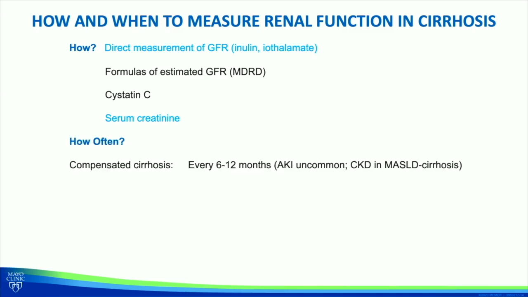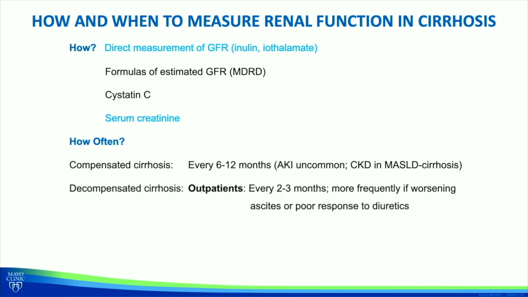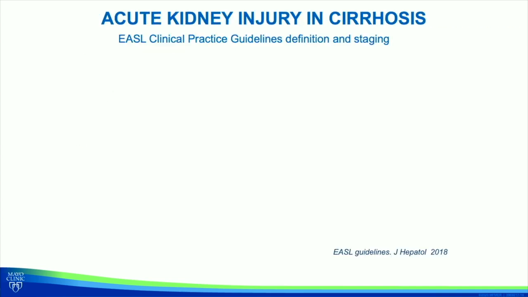If the patient has compensated cirrhosis, you don't need to do it too frequently, maybe twice a year is sufficient. If they have compensated cirrhosis and renal function is worse, this is chronic kidney disease from cirrhosis. On the other hand, if they're decompensated and they are outpatients, measure maybe every 2 to 3 months, but anytime you find ascites is getting difficult to control, check the creatinine. In inpatients, it's different. When they hit the floor, check the creatinine, and maybe check it every 1 to 2 days. And when they get to the ICU, at least once a day, perhaps twice a day. So that's how you're going to measure renal function.